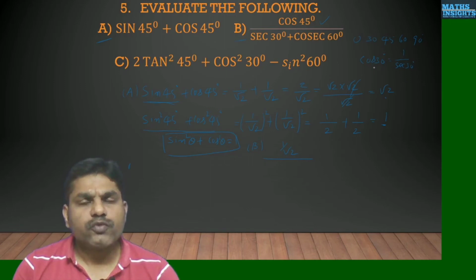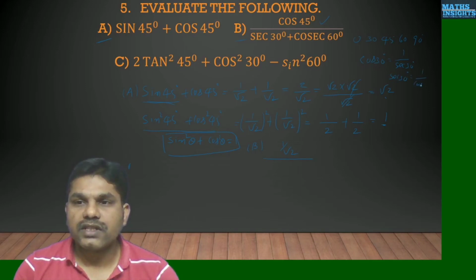It is very easy to remember cos values and sin values, so there is somewhat of a confusion for secant, cosecant, tan and cot. So secant 30 degrees is equal to 1 by cos 30. If you observe from the table, cos 30 is root 3 by 2, so it will become 2 by root 3. I am writing 2 by root 3 plus cosecant 60.